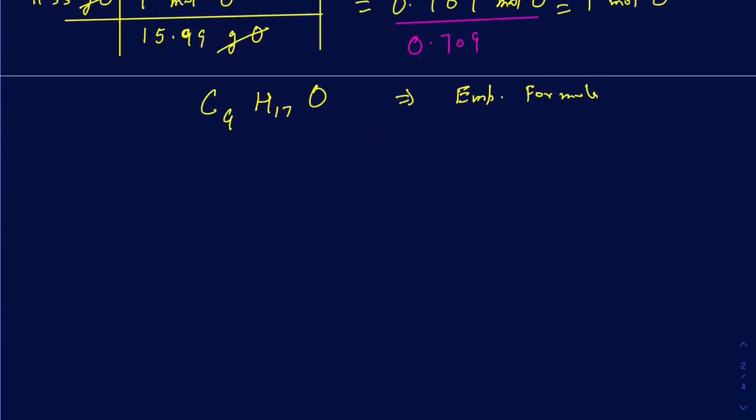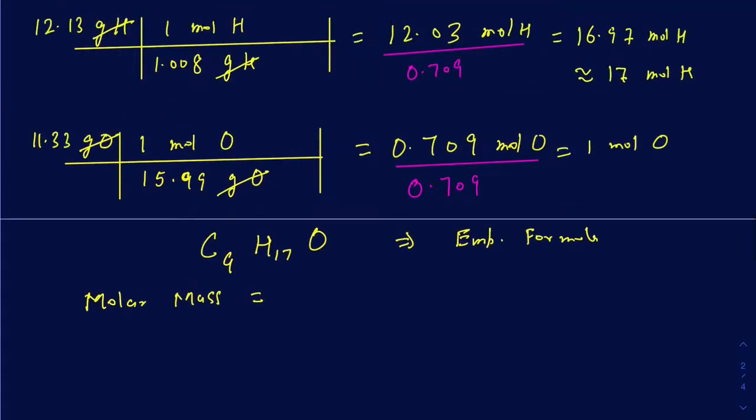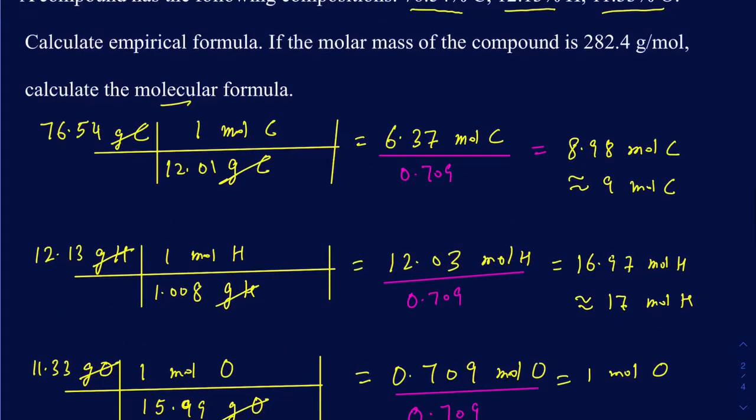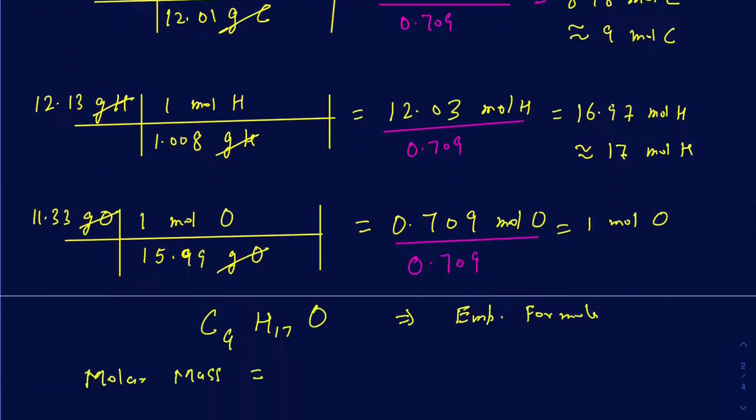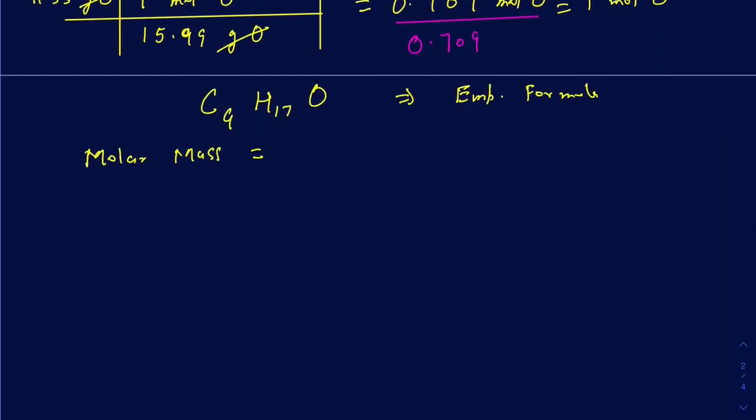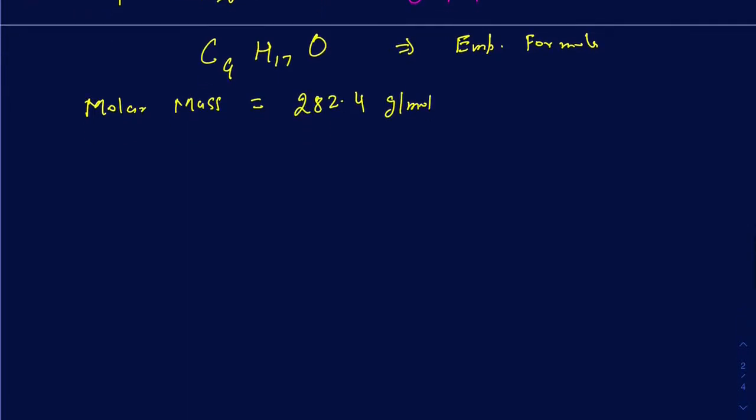So to find the molecular formula, you need two things. We need the molar mass, and the molar mass for the most part will be given in the problem. So the molar mass for this compound, if we go back, is given to be 282.4. Okay, so that's going to be 282.4 grams per mole. And then in addition to that, we also need the empirical formula mass.